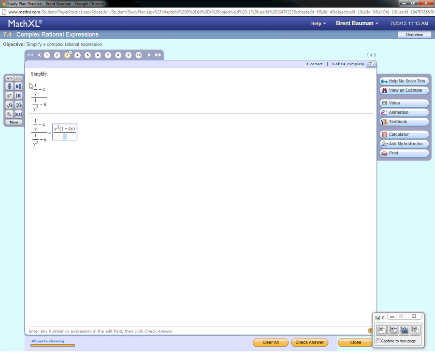In my denominator, I got there by just pushing the down arrow. I have 1 minus 6y, and we need an exponent of 3, or cubed. Double check that we've typed everything in correctly, and we're going to hit check answer. And nice job. So that is simplifying a complex rational expression. Hope it helps.